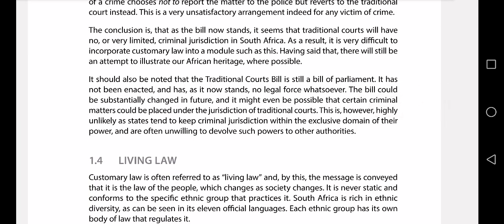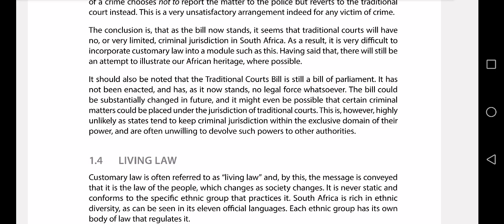The conclusion is that as the bill now stands, it seems that traditional courts will have no or very limited criminal jurisdiction in South Africa. As a result, it is very difficult to incorporate customary law into a module such as this. Having said that, there will still be an attempt to illustrate our African heritage where possible.